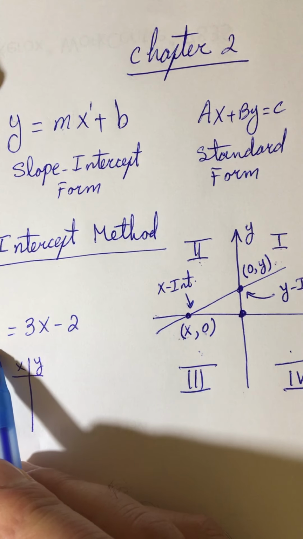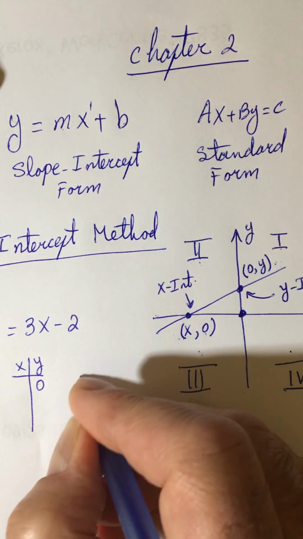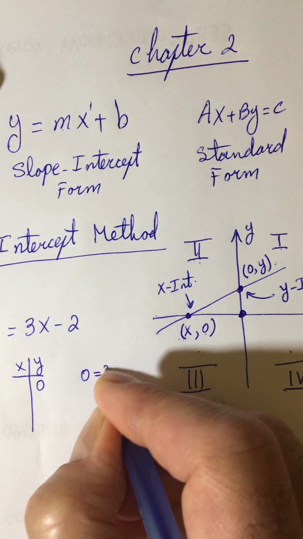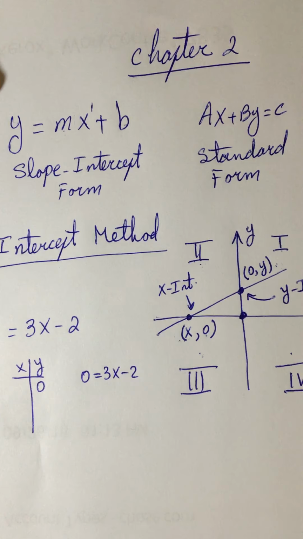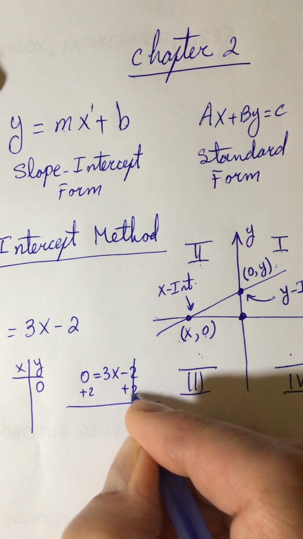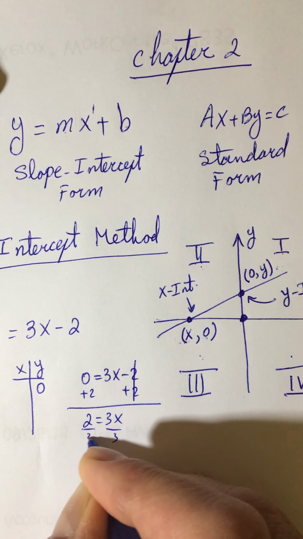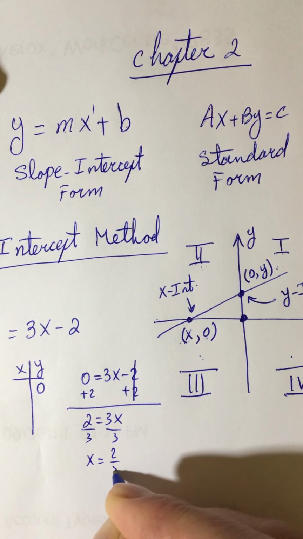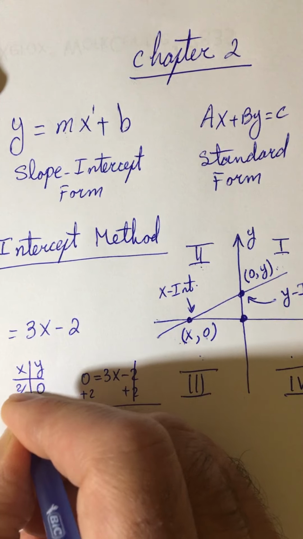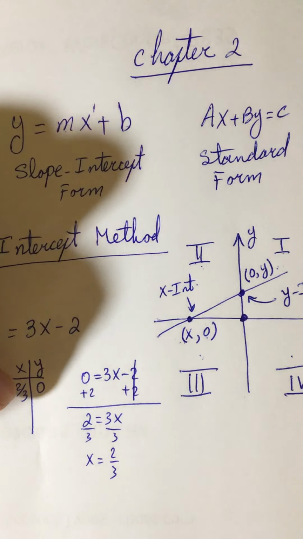So you put a 0 in place of y. So you know that your y value is 0. If I put a 0 in place of y, I get this. I'm going to solve for x. So I get 2 equals 3x, and divide by 3. So x turns out to be 2/3. Not the best value to graph, but nonetheless, that's my x-intercept.